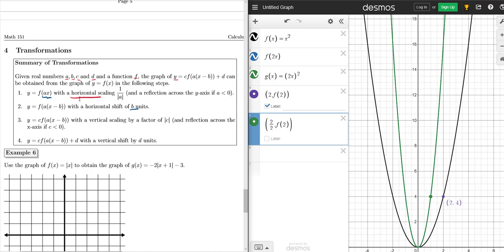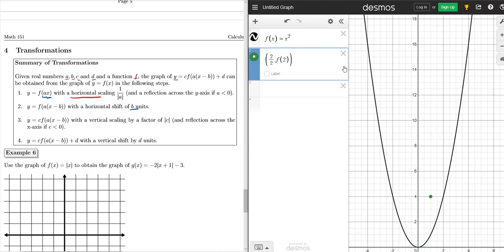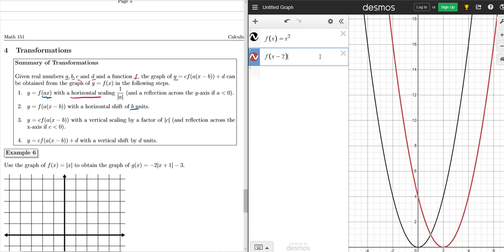But we've got to be careful here, because whatever we're subtracting inside the parentheses, we're going to be doing the opposite in the graph. Now, what do I mean by the opposite? Well, let's say that I have, and again, focusing on the quadratic, let's do a shift by 2 again.